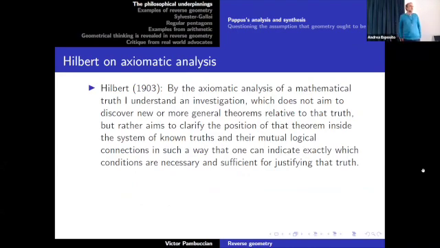Also in 1903, in a paper on figuring out how much you need to be able to prove that in an isosceles triangle the base angles are congruent, Hilbert writes: by the axiomatic analysis of a mathematical truth, I understand an investigation which does not aim to discover new or more general theorems relative to that truth, but rather aims to clarify the position of that theorem inside the system of known truths and their mutual logical connections, in such a way that one can indicate exactly which conditions are necessary and sufficient for justifying that truth. It's again a very clear statement of a reverse undertaking.